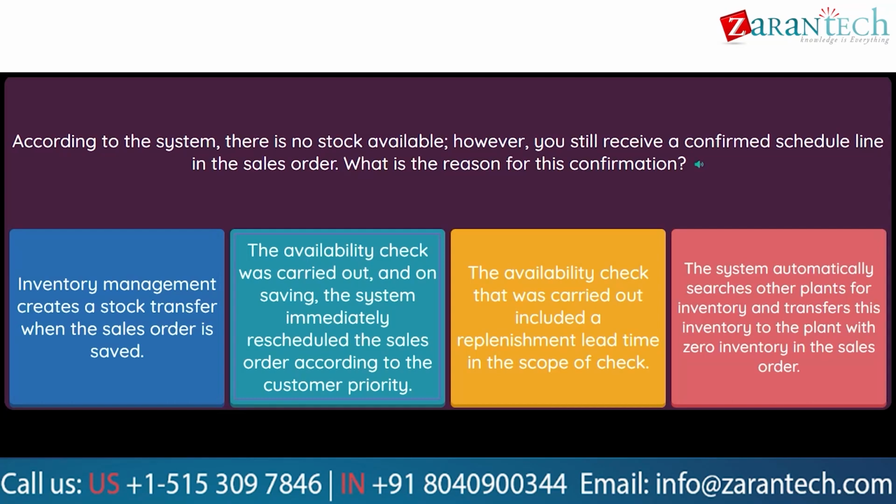Option 2: the availability check was carried out, and on saving, the system immediately rescheduled the sales order according to the customer priority. Option 3: the availability check that was carried out included a replenishment lead time in the scope of check. Option 4: the system automatically searches other plants for inventory and transfers this inventory to the plant with 0 inventory in the sales order.